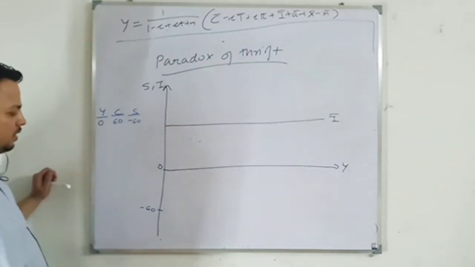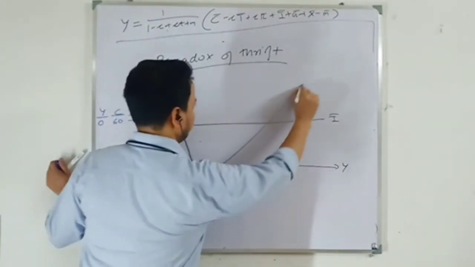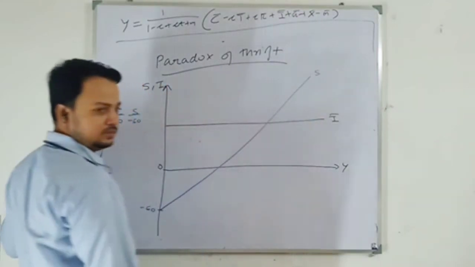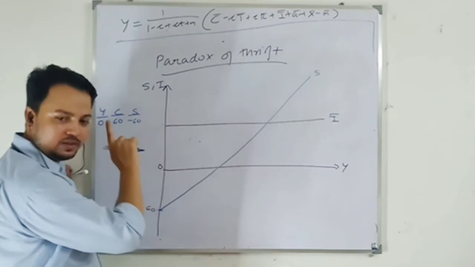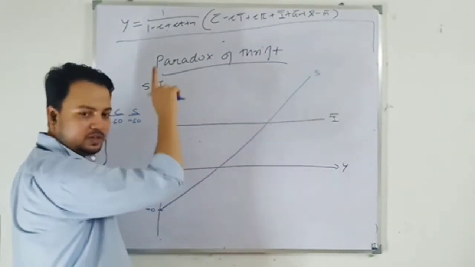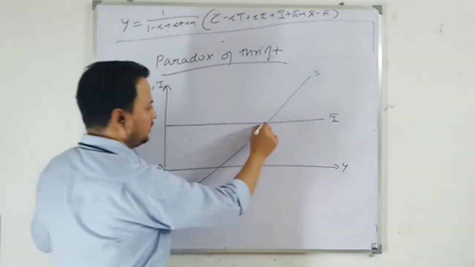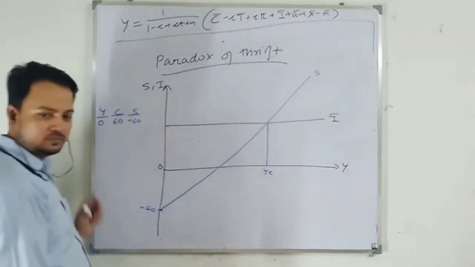So as your income increases, saving also increases. Here, when your saving is 0, income is equal to consumption. Here, aggregate demand is equal to aggregate supply. Remember, then your equilibrium income is determined here.